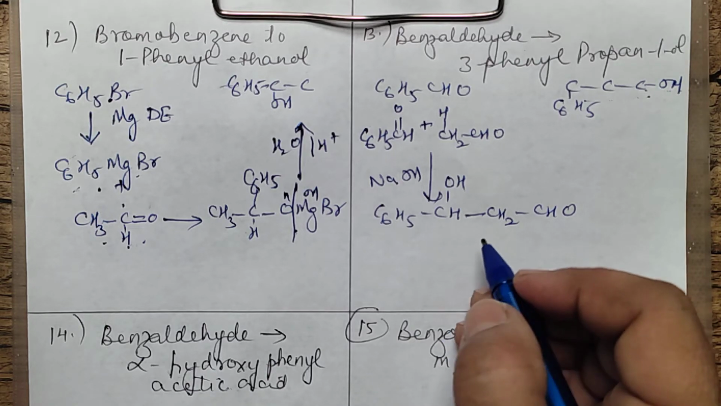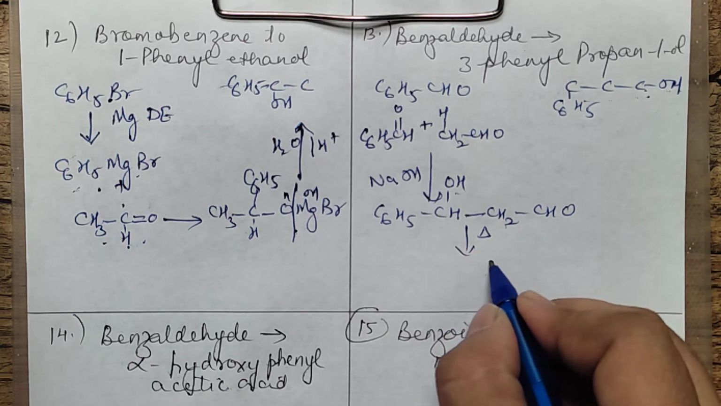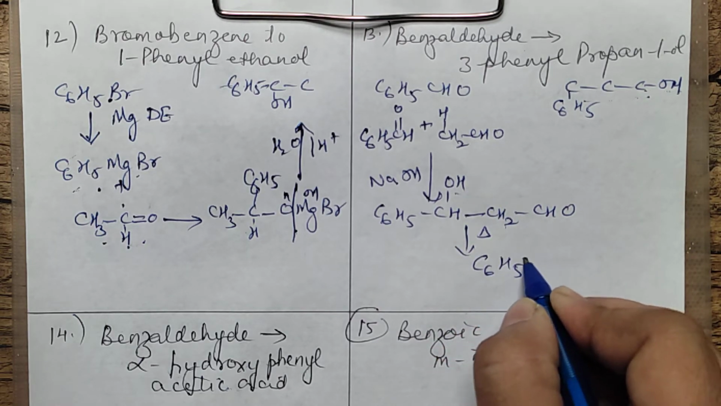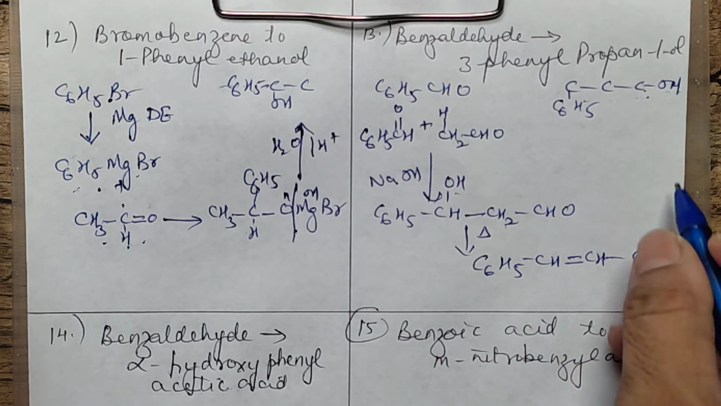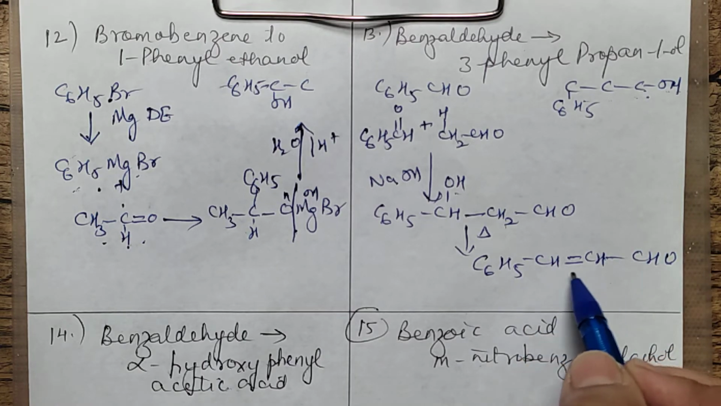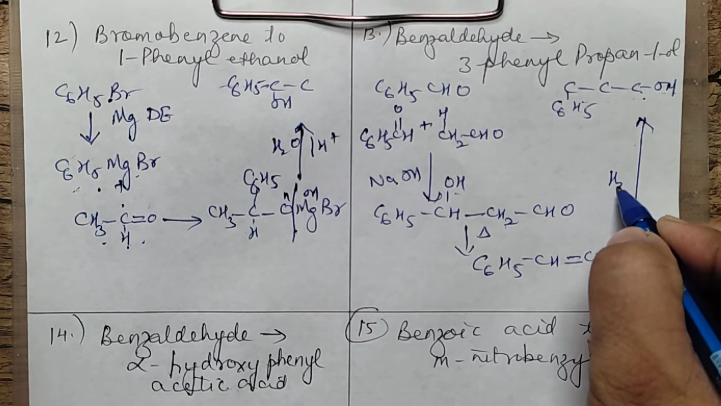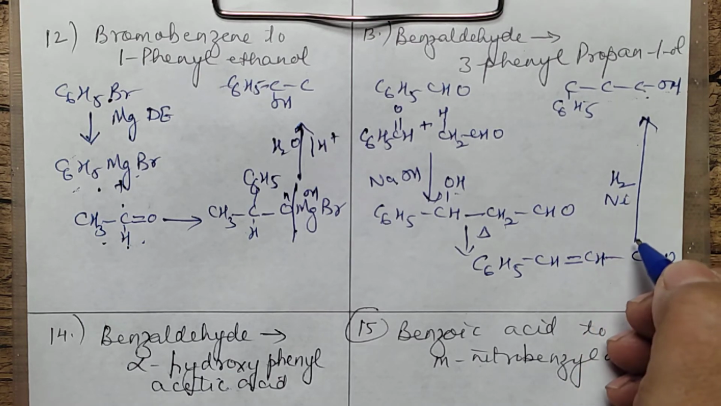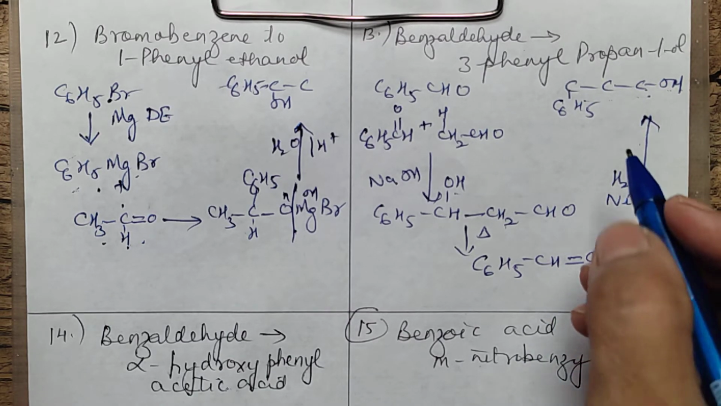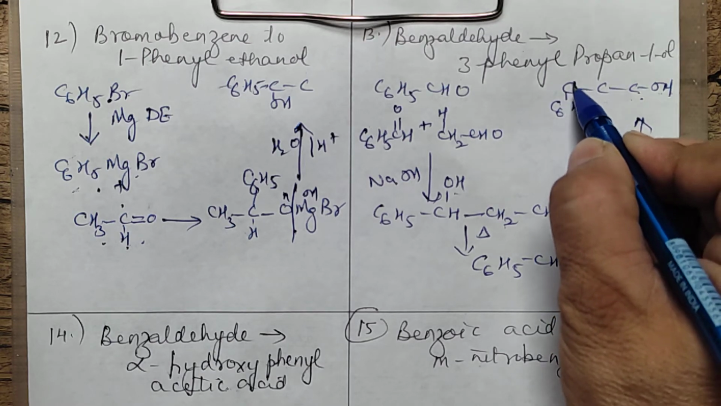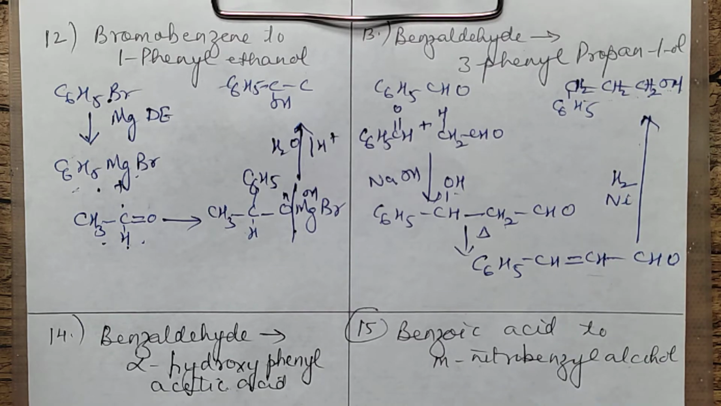Now when you heat it, this is going to lose one water molecule also. So you will have C6H5CH=CHCHO. Now we are almost nearing the product. We want just the addition of H2 here. So the last step is you just add H2 in the presence of nickel, and then this double bond will go and you will get a single bond. This is C6H5, CH2, CH2, CH2OH, and you get the product. Clear?